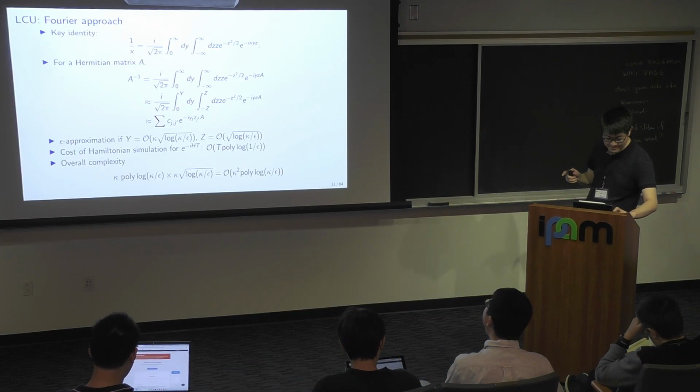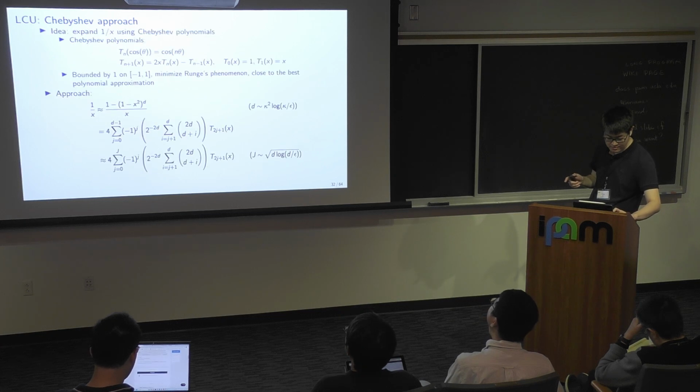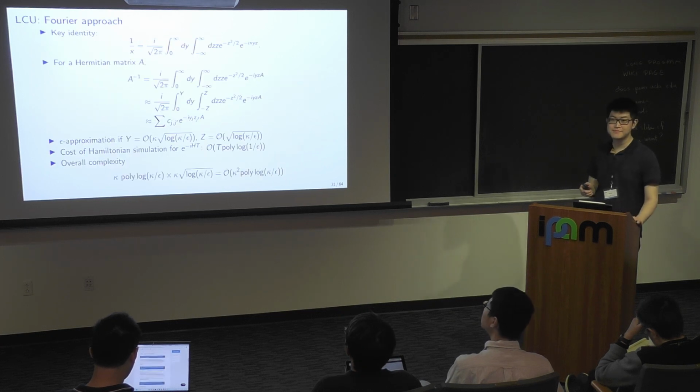Another question? Let me go back to the slides for the LCU. The scheme mainly depends on the key identity. I was wondering, is there any other identity you may want to use to develop some scheme like this, maybe with a better convergence rate? That is in my next slide. Yeah, very great question.